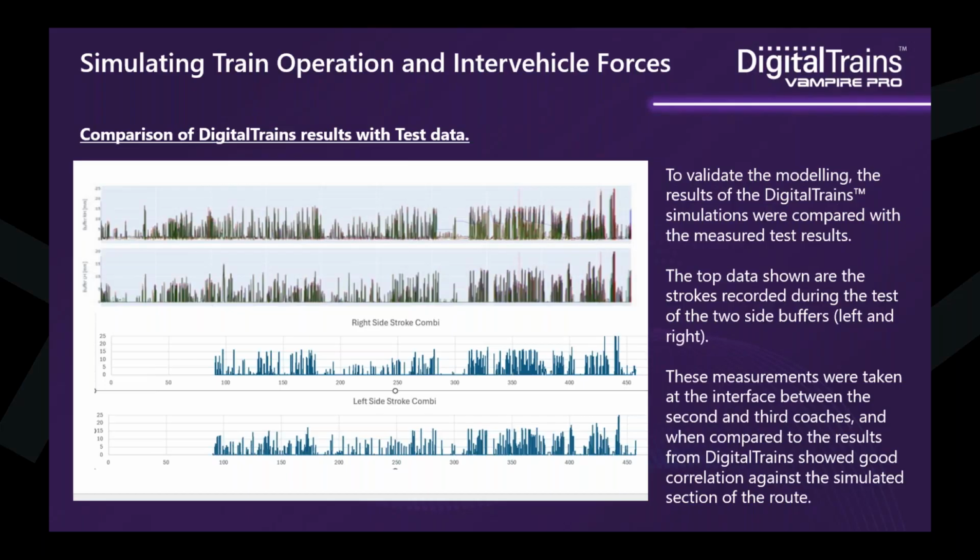These measurements were taken at one particular interface on the train between the second and third coaches, and then compared to the same interface results from DigitalTrains, we showed good correlation against the simulated section of the route. This can be seen by the trend in stroke along the route, and the x-axis is the distance travelled. Again, you can see the trend between the DigitalTrains output and the actual measured test data.